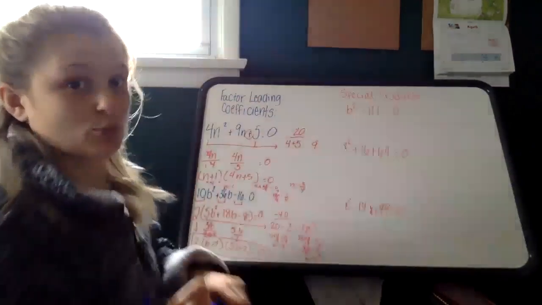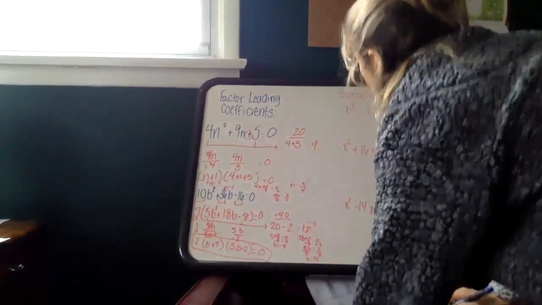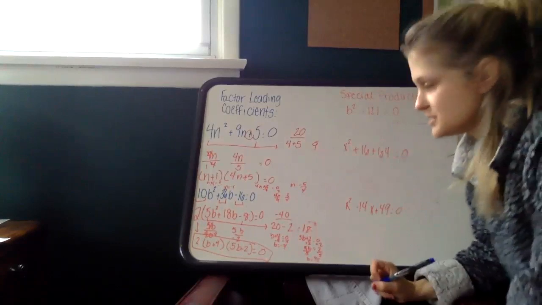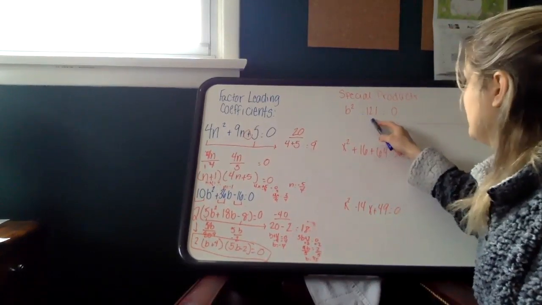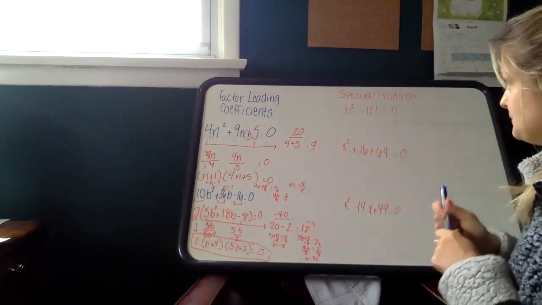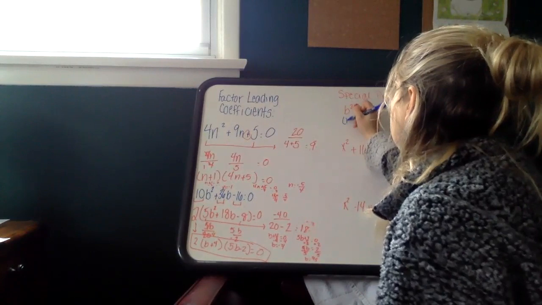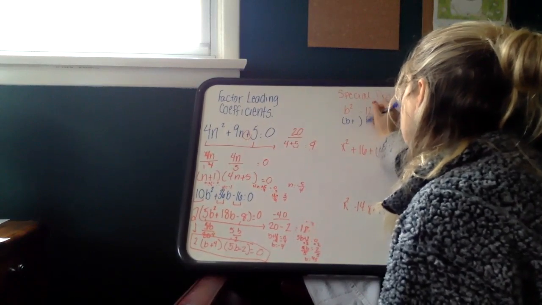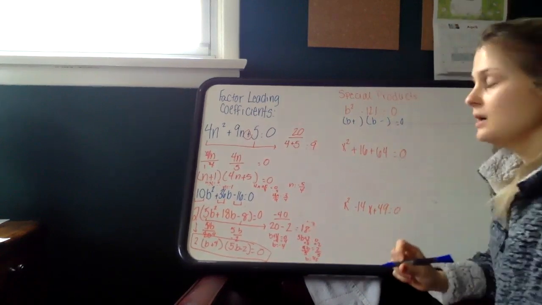Now let's go over special products. Special products deals with perfect squares, okay? So this is difference of squares. Difference of squares because the difference, minus, and then these are both squares, right? So you would set it up by doing b plus, and then b minus equals 0, okay?